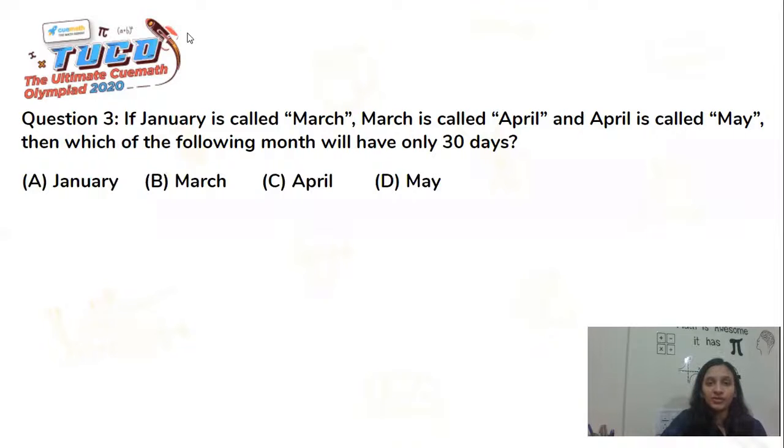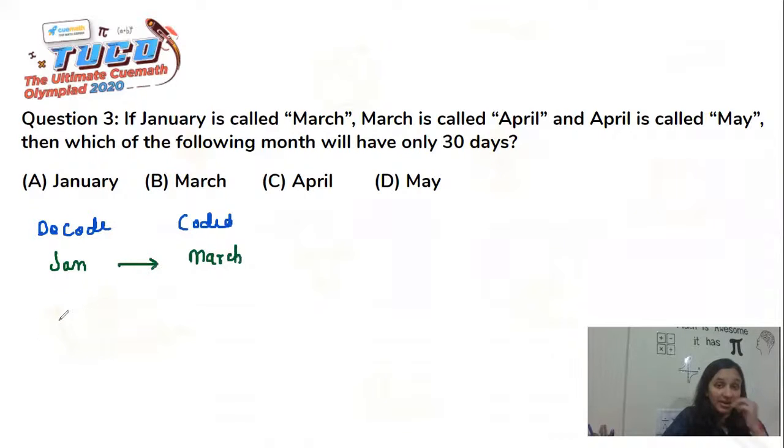We go with the same concept of writing the decodes and codes. So the decode months and the coded months go in here. We would write one below the other. January has been coded as March. So the code for January is March. March has been coded as April. So March has been coded as April. We write here April. And then April has been coded as May.